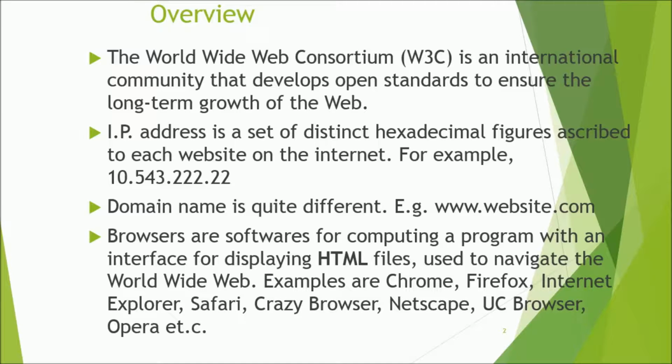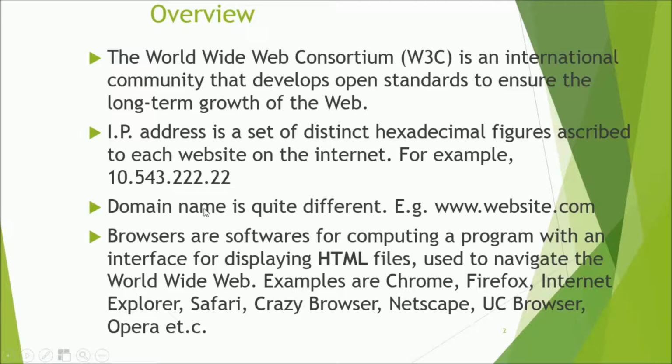Now, an IP address is a set of distinct figures ascribed to each website on the internet. For example, we have this right here, 10.543.222.22. What an IP address majorly is, is just an identification for each website that has been uploaded on the net. Initially, IP addresses were what was being used, from the onset of the internet, before we started talking about domain names.